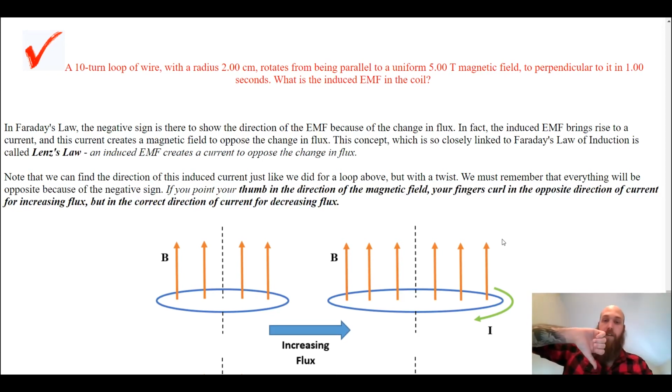So our thumb is the induced magnetic field that nature is creating to oppose that change, and our fingers curl in the direction of that current. So if you had some loop and increased it in size when it's sitting in a magnetic field that's pointed upwards, you're going to get some kind of clockwise current if you were to look at the loop from the top down.